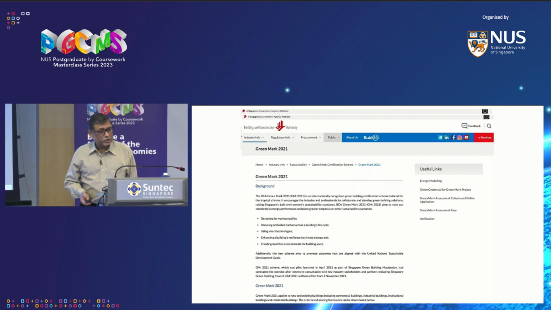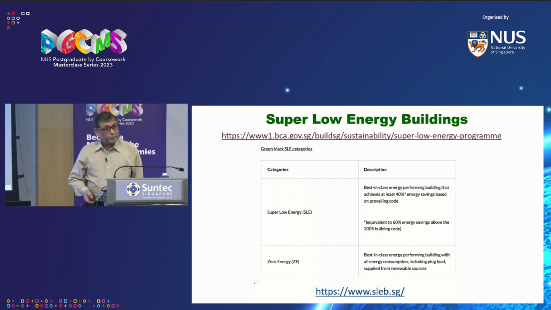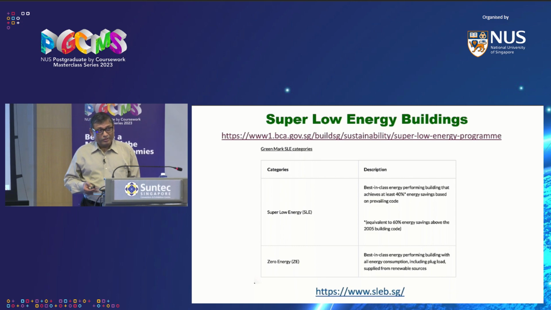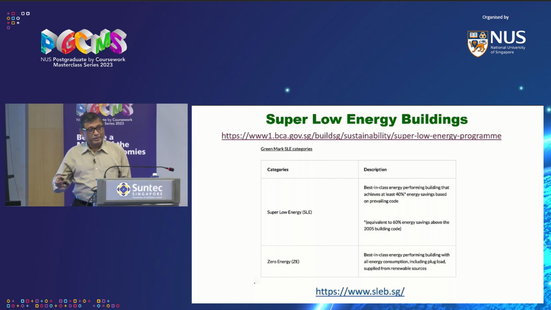The current version that we are using is the Green Mark 2021. Super low energy buildings, we constantly strive to improve. Super low energy buildings means that the design is so optimized, you've taken into account all the various possible permutations and combinations of reducing energy, improving the performance. You make it even more efficient than the highest rated building, say Green Mark Platinum, then it becomes a super low energy building.